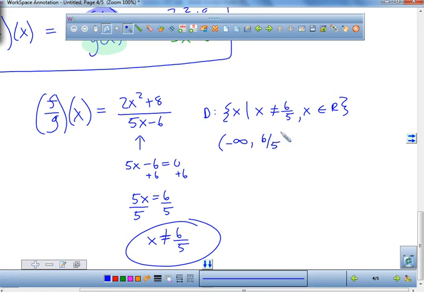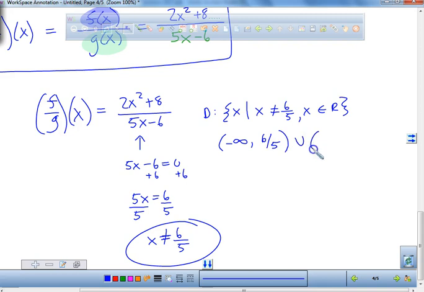No, we don't want it to be a hard bracket. We don't want it to equal 6/5. We want it approaching 6/5. And then we're going to go from 6/5, not touching it, soft bracket, not touching it, going towards positive infinity. So this right here, this is your answer in set builder notation. And this is your answer in interval notation.